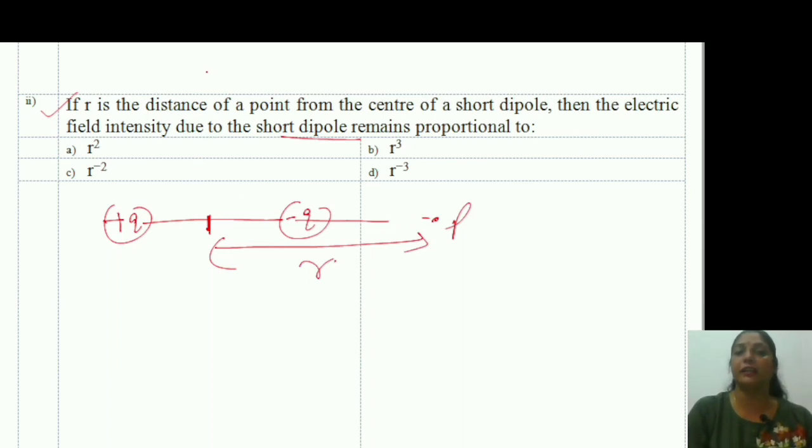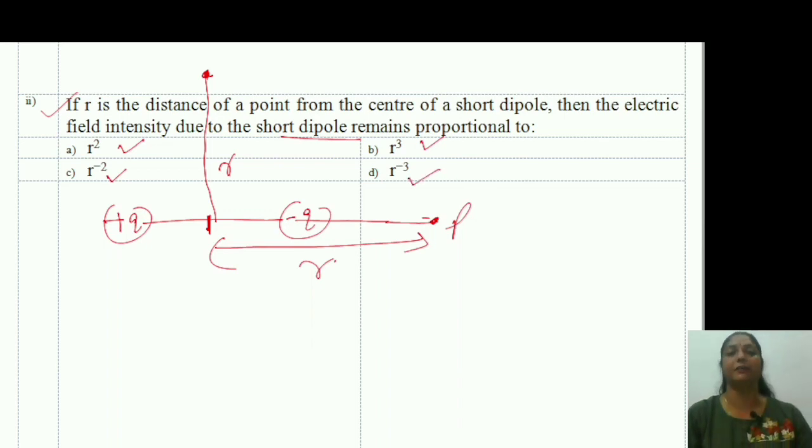If you want to find the electric field at the equatorial position, at this point, the distance from the center is also R. So the total electric field at the equatorial position or axial position is proportional to what? R square, R cube, R to the power minus 2, or R to the power minus 3? Which option is correct? Yes. We got the answer.